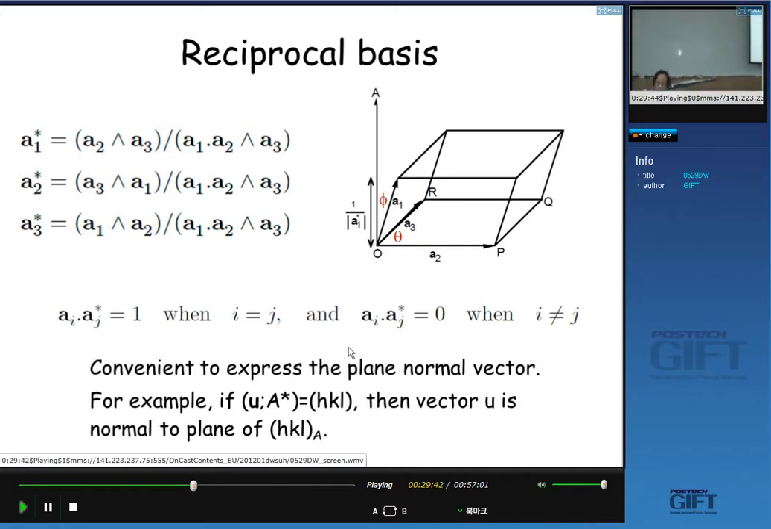As I told, the most convenient thing when we consider the reciprocal lattice of some certain crystal structure is that when we consider plane HKL in some lattice, some basis A, and the HKL direction in its reciprocal lattice, this HKL vector defined in the reciprocal lattice is always the plane normal of the HKL plane defined in the original lattice.